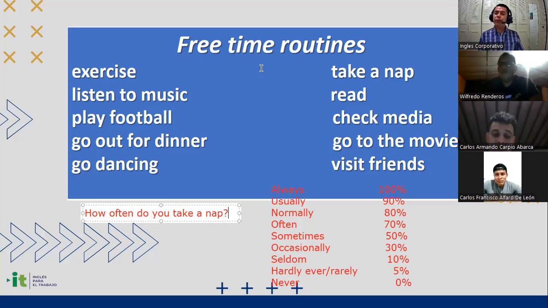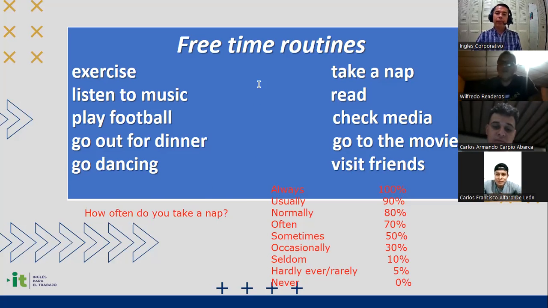Thank you. And how often do you check the media? Ver las redes, right? Instagram, Facebook, Snapchat, TikTok. I always check media. Okay, good. Go to the movies. I occasionally go to the movies. Visit friends. I hardly ever visit friends. Excellent, right? Very good. So that is the idea. Now let's go to the next one.